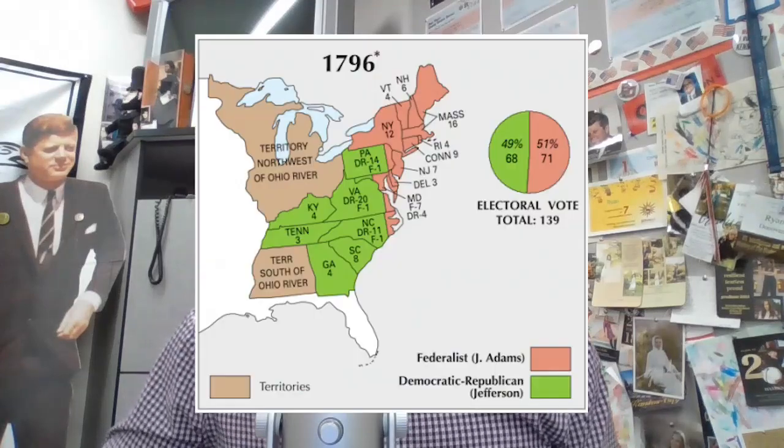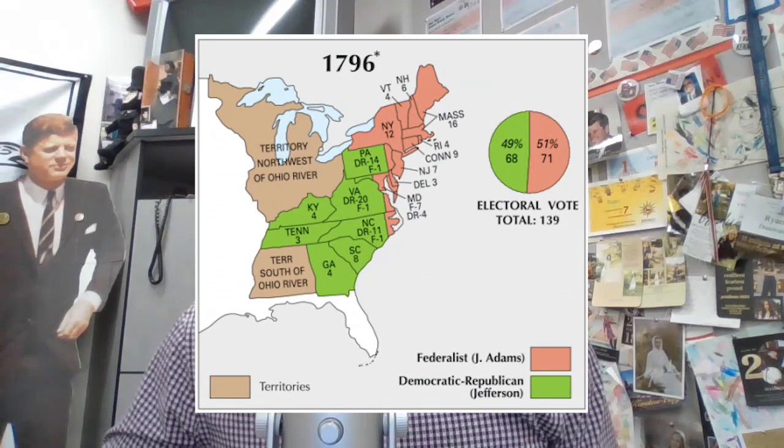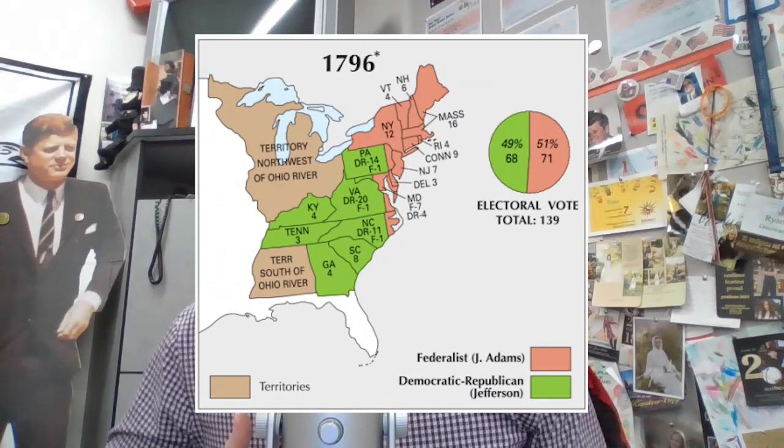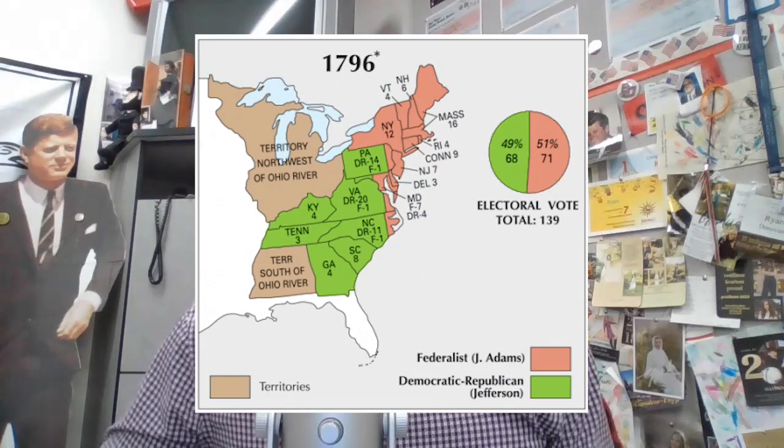Now, to show this kind of division going on, let's take a look at the Electoral College map of 1796. As you can see from this map, there are some regional tensions being shown. A lot of the New England and North region is going to go to Adams, whereas in a lot of the South, it's going to go to Jefferson.